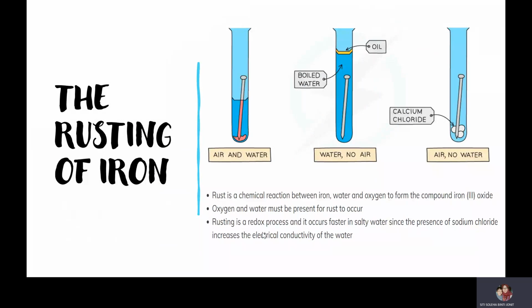The rusting of iron. Rust is a chemical reaction between iron, water, and oxygen to form the compound hydrated iron(III) oxide. Rusting is actually special for iron metal only. For other metals like copper, aluminium, zinc, etc., we don't call it rust, but we call it corrosion. So in the rusting process, oxygen and water must be present.